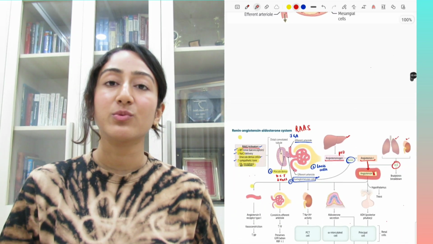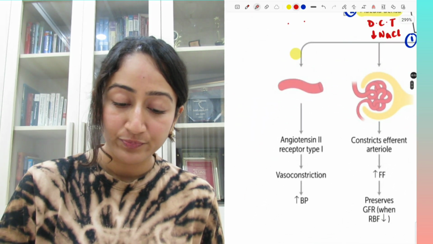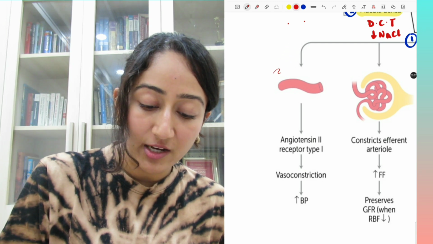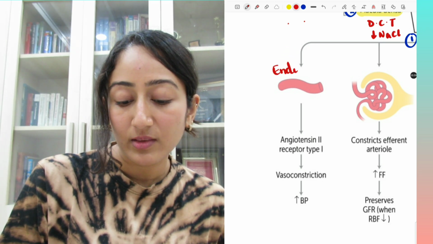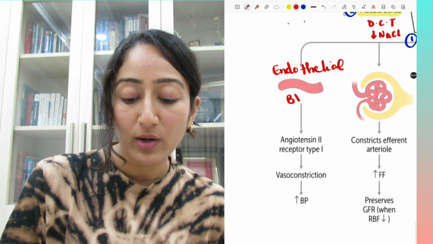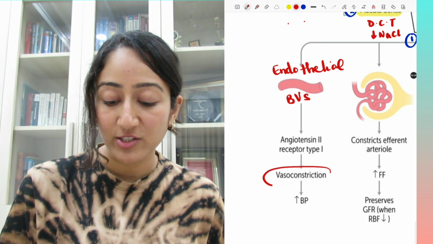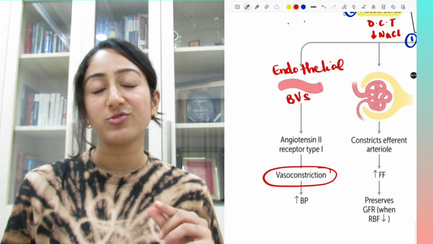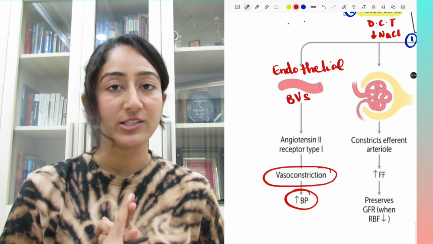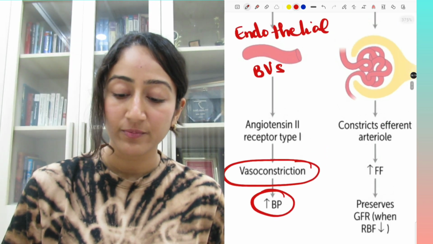So what are the various ways through which angiotensin 2 acts? Let us see one by one. The first, right over here, as we can see, these are your endothelial cells, the endothelial cells of your blood vessels. So angiotensin 2 acts on the receptors on the blood vessels and causes vasoconstriction. And we know that vasoconstriction leads to increased blood pressure. That is the first way angiotensin 2 acts, by causing vasoconstriction and leading to increased blood pressure.